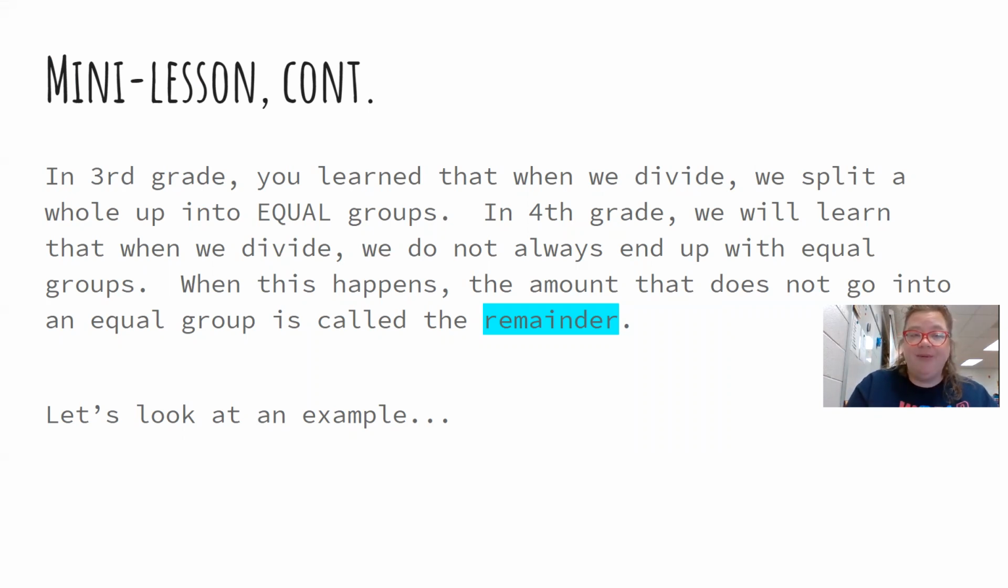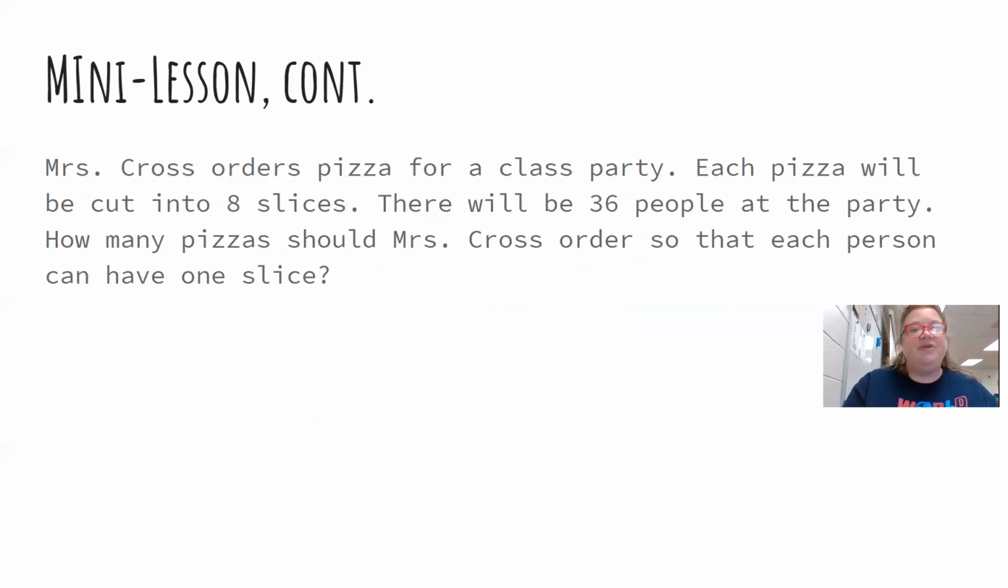So we're going to try an example. I'm going to show you the problem, and then I'm going to put it into my journal and let you see my journal. And you can copy that and do it on your own as I model it for you. So this is our problem. Miss Cross orders pizza for a class party. Each pizza will be cut into 8 slices. There will be 36 people at the party. How many pizzas should Miss Cross order so that each person can have 1 slice?